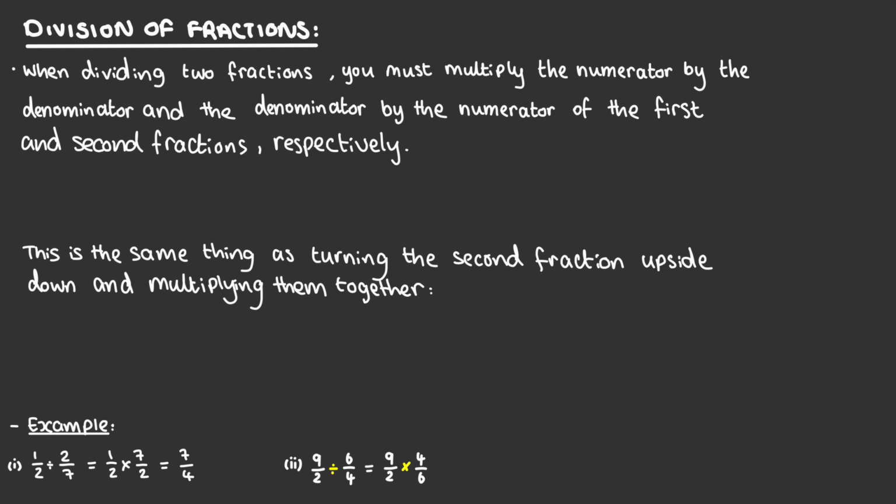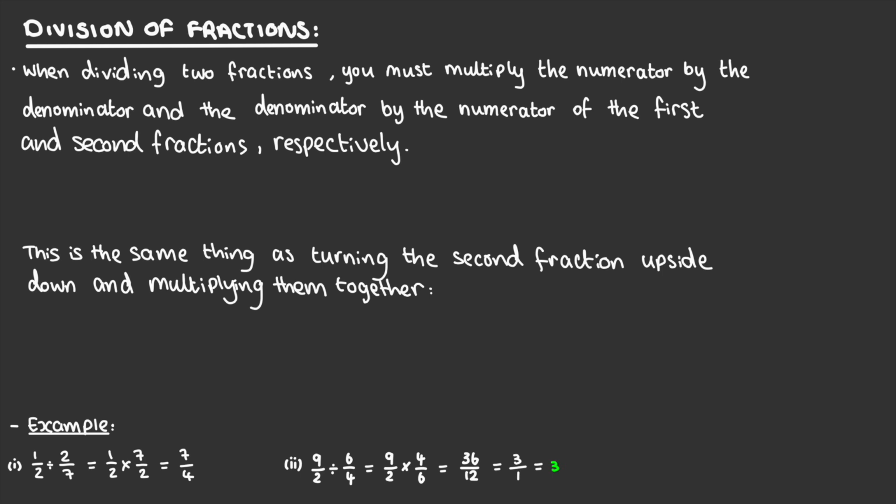9 multiplied by 4 is 36, and 2 multiplied by 6 is 12. So our answer is 36 over 12. Now, since we haven't simplified 6 over 4 into its equivalent fraction 3 over 2, we can now simplify 36 over 12 by dividing the numerator and the denominator by 12. 36 divided by 12 is 3, and 12 divided by 12 is 1. So we're left with 3 over 1, or more simply, 3.